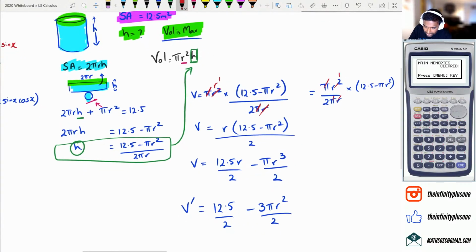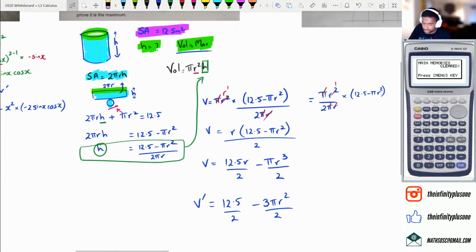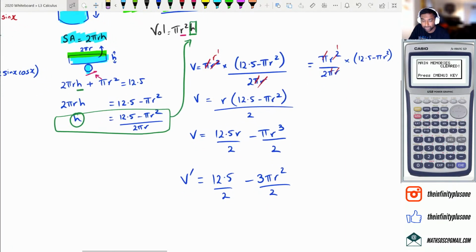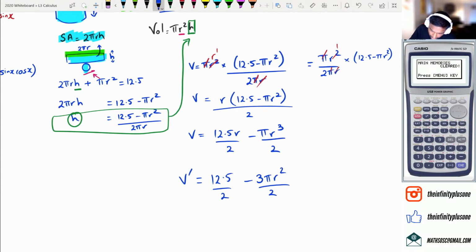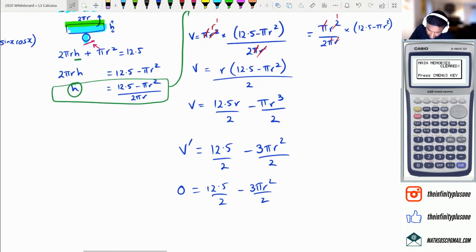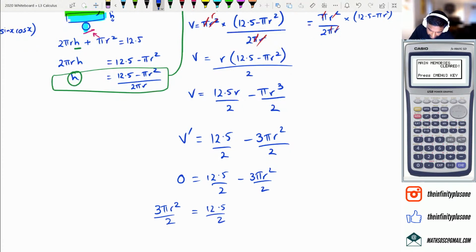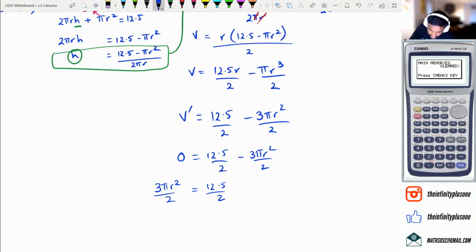No probs. So we've actually got the volume derivative, guys. So all we got to do is put this equal to 0 and rearrange and solve. So we're going to get 0 is 12.5 over 2 minus 3 pi r squared over 2. Rearrange it. I'm going to get 3 pi r squared over 2 equals 12.5 over 2. I can get rid of the 2's. So 3 pi r squared equals 12.5, and r squared equals 12.5 divided by 3 pi.